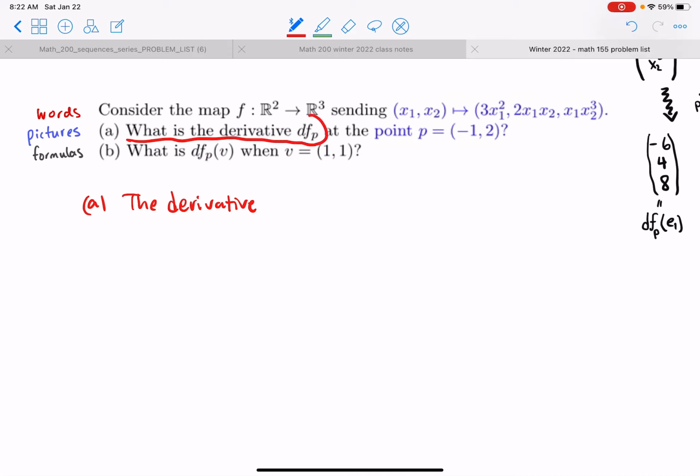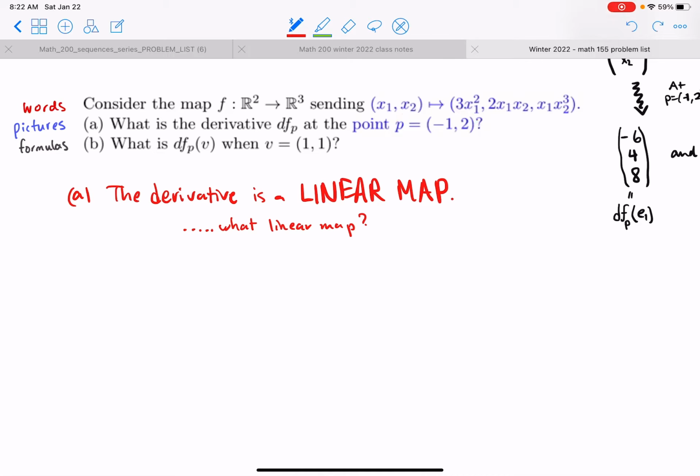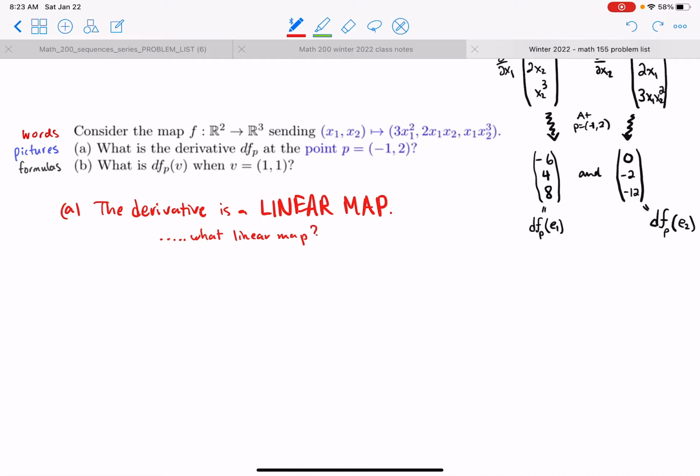What is the derivative dfp at p equals that? Well, first of all, I have to say what it is. The derivative is a linear map. Okay? And I need to say what linear map? Well, because it's at the point p equals -1, 2, we plug in that value to these velocity vectors, and we get two actual vectors. And we just, well, it's a linear map, linear combination.